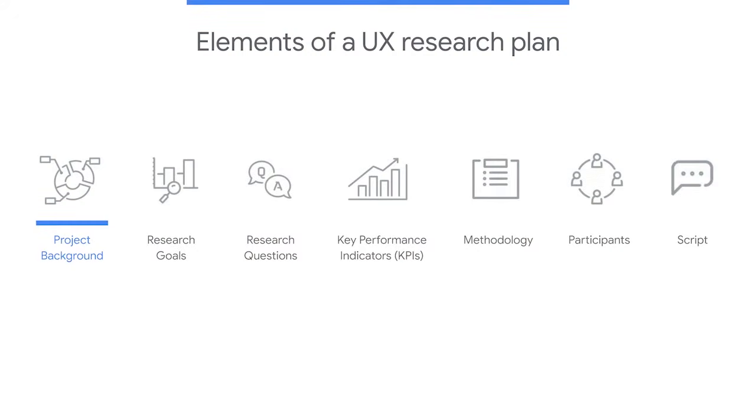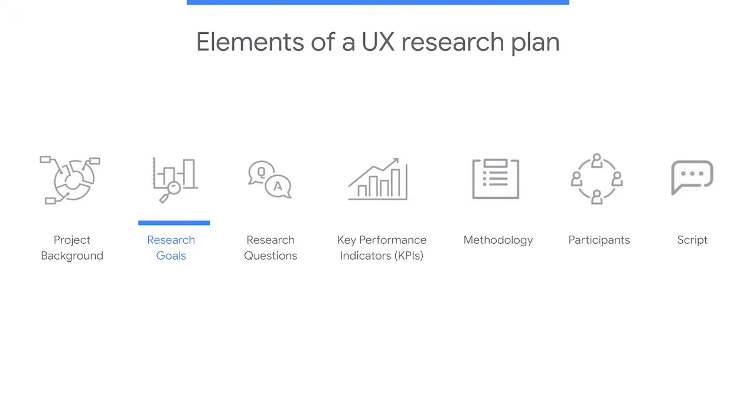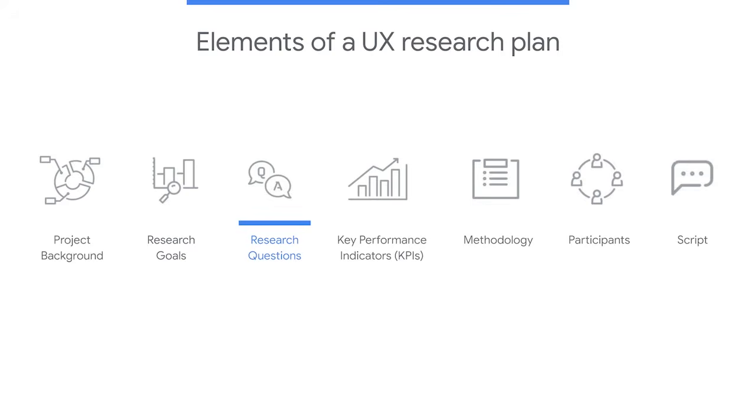The first element is the project background, which summarizes the situation that made this research necessary. Basically, it's a brief explanation about why you're doing the research, which you can give to anyone who asks. Second is the research goals. Here, you lay out what you're trying to solve with this design, or what you'd like the outcomes of the research to be. The goals of your research will be different from project to project.